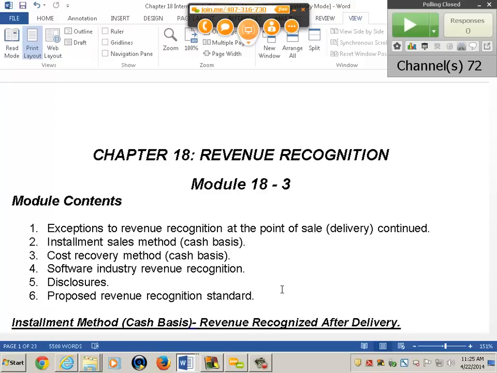Now, under the installment method, I'll get back to the cost recovery. Under the installment method, it's actually a very, very simple concept, and like a lot of accounting, it's tedious. And in this case, you have to keep track of lots of information. But when you look at the installment method, the concept is very simple.